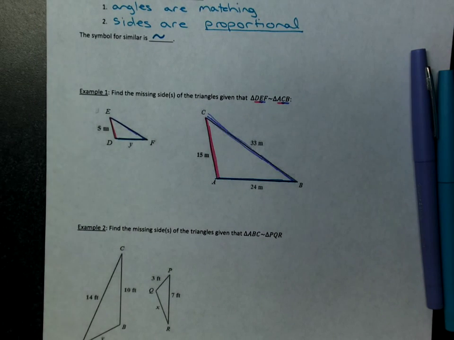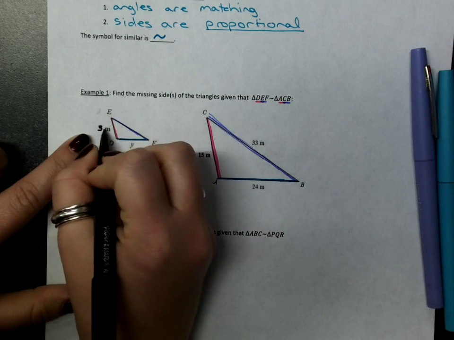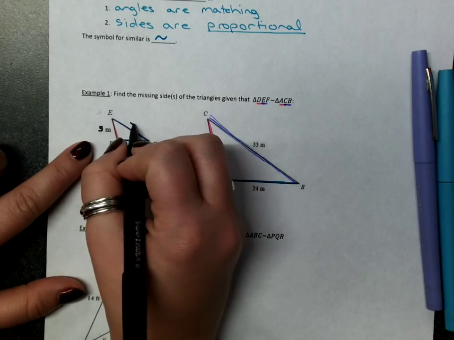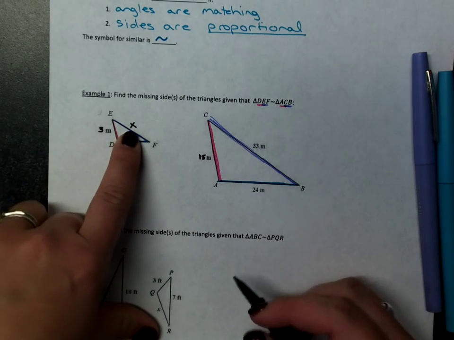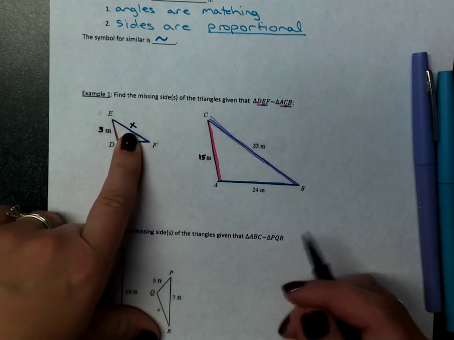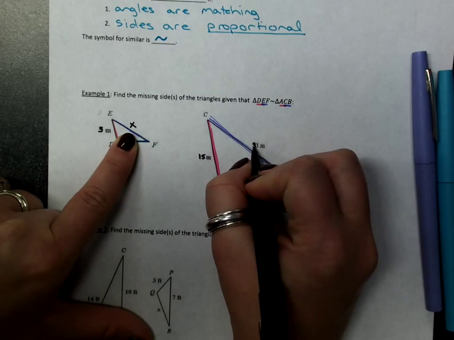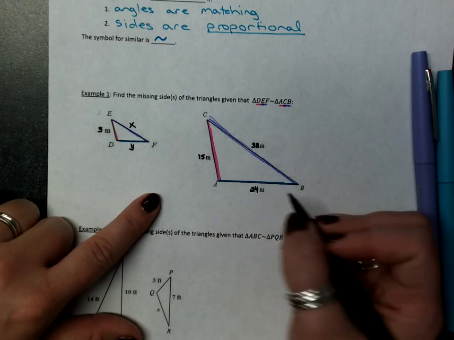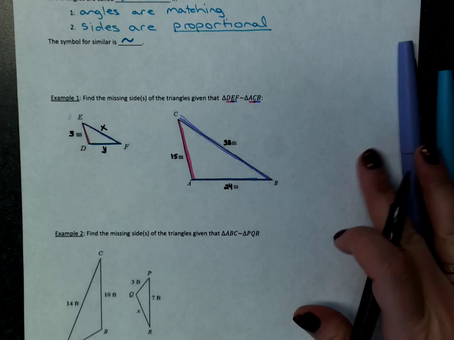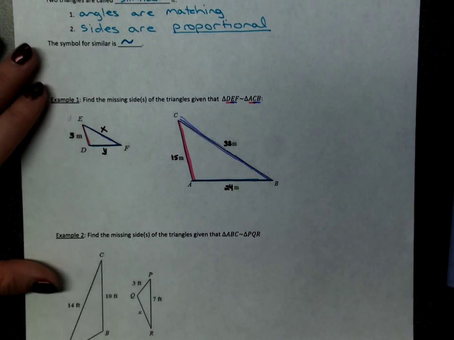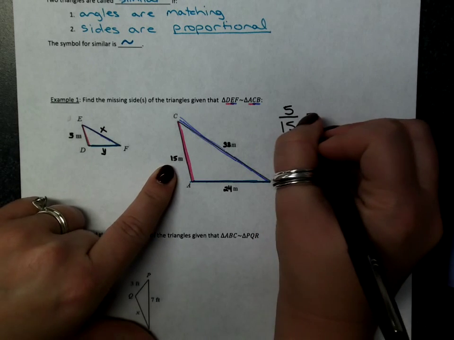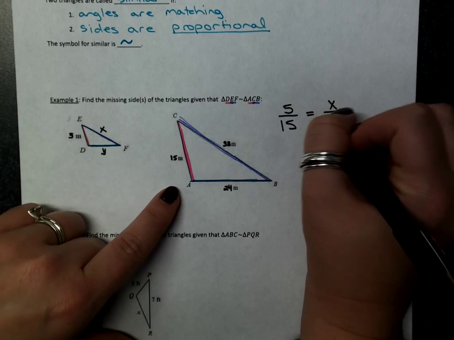So from here, we're going to solve for the missing sides. You see 5 meters on this little side and 15 meters on the proportional side. The purple side, EF, is missing, so I'm going to put an X there to help us set up the proportion. And X is proportional to 33, and then Y is proportional to 24. So each side is proportional, which means I can set up a proportion to find the missing sides. So I know that 5 is to 15 as X is to 33.